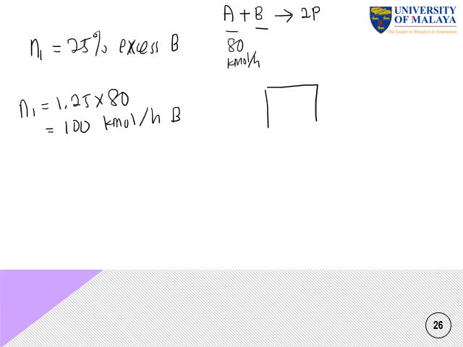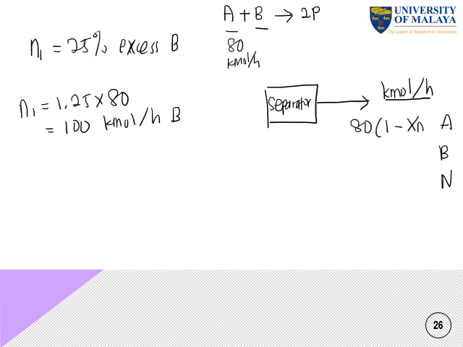So looking at the separator outlet, this stream where you have A, B, and N, you label it in terms of kilomole per hour. So for A it is 80 times 1 minus XA. For B it is N1 minus 80 XA. And for N, what is it? Just 20. So now you already know N1 is 100, so you can replace N1 with 100.